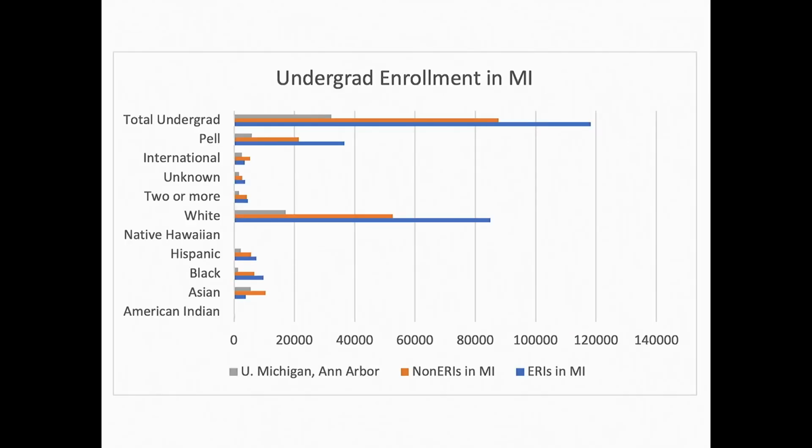Now let's look at the enrollment data, however. In this plot, University of Michigan is silver. The non-ERIs are orange, and then the ERIs are blue. And so you can see the University of Michigan's Pell enrollment is minuscule compared to the ERIs in Michigan. So it's an example of just the larger national trends.